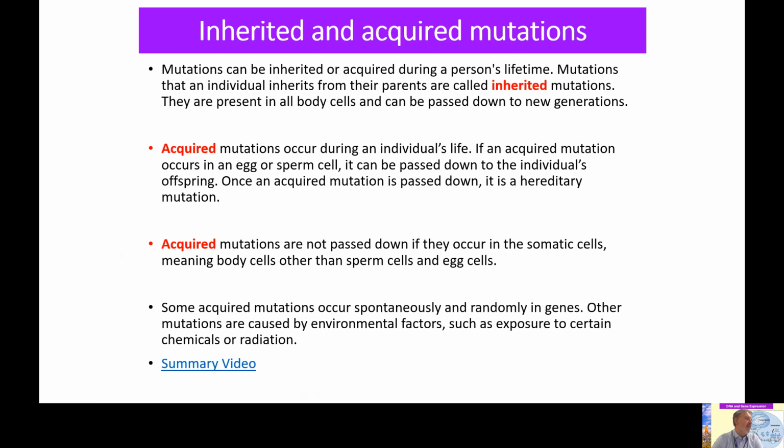So if they're passed on, it's inherited, and they're going to be inherited in all the cells of the body. Acquired might only occur in certain areas of the body, like for instance the reproductive system. An acquired mutation then becomes hereditary or inherited if it gets passed down. Sometimes they're not passed down, so they would occur in somatic cells, cells that are reproducing inside our body to repair stuff. So any new cells that are made are going to have the mutation, but if they're not in the sperm or egg cells, they're not going to be passed on.